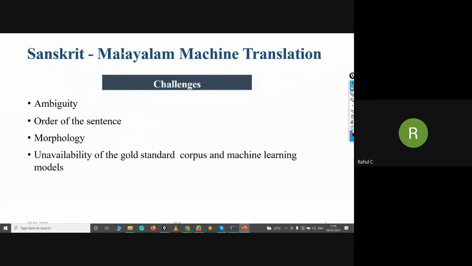Okay, for this work, if the data is available, then we can go for any type of translation. Here, some ambiguous words are there in the case of Sanskrit and Malayalam sentences. Also, the order of the sentence is different, because Malayalam is subject-object-verb, while Sanskrit is a free word order language. You can fix the order in any type of mechanism. Both are morphologically rich languages. That's why machine translation is important.